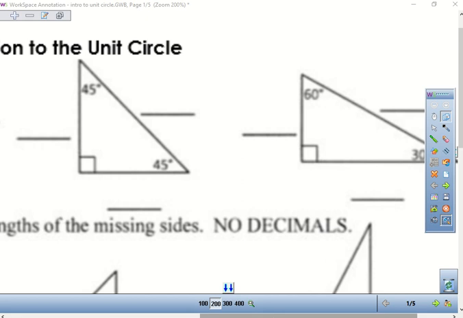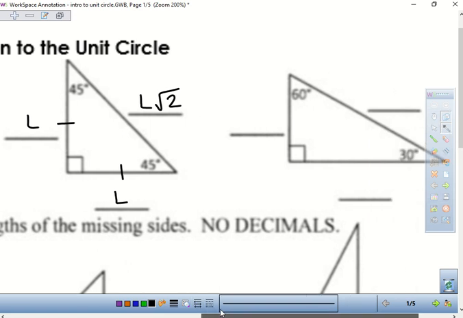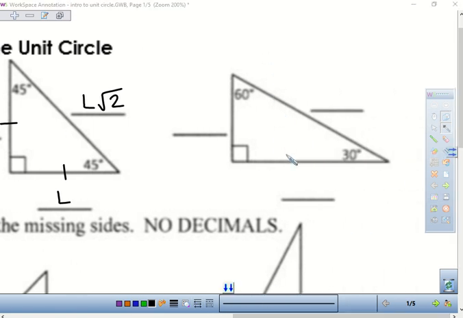For the very first one here, the 45, 45, what do we call the hypotenuse? L square root 2, and the other two sides are L and L, because this is a right isosceles triangle, right? Now for the 30, 60, 90, what's the hypotenuse? 2L. The side across from the 60 is L square root 3, and the side across from the 30 is just regular L, okay?